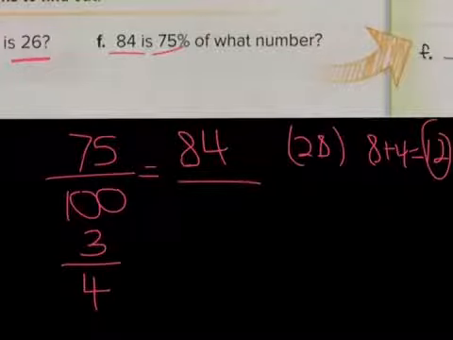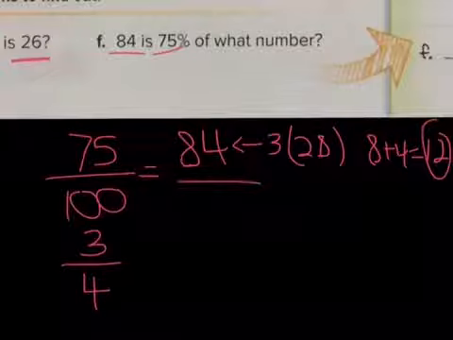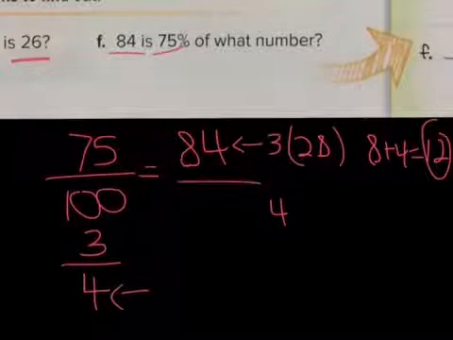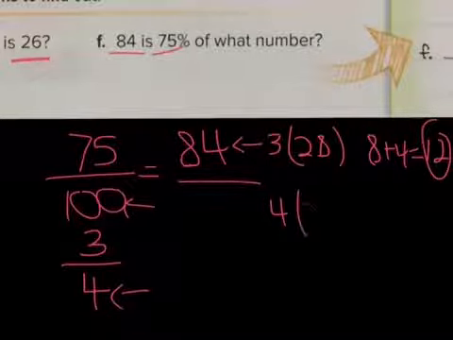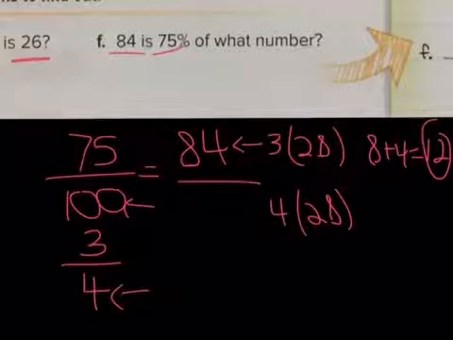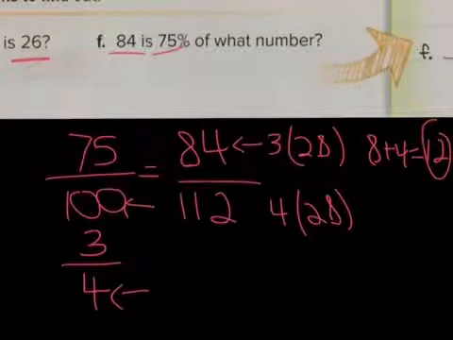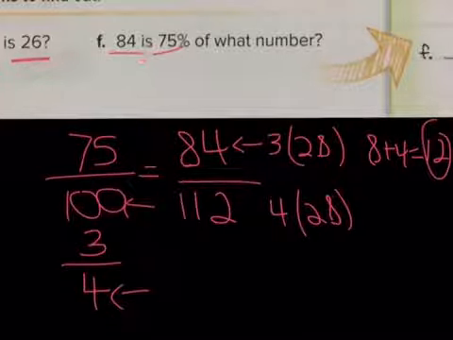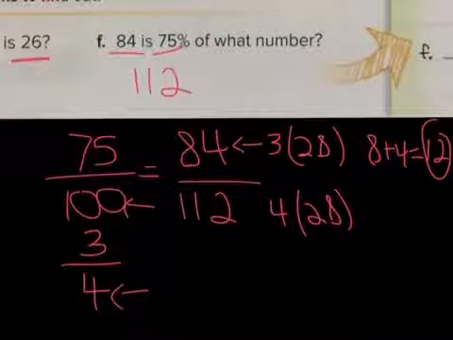So there we go. There are 3 28s. But now I need 4 of them, right? Like we said, there are 4 25s right there, right? So now I need 4 28s. 4 times 28 is 112. And there you have it. So up here, 84 is 75% of what number? It's 75% of 112. Okay?